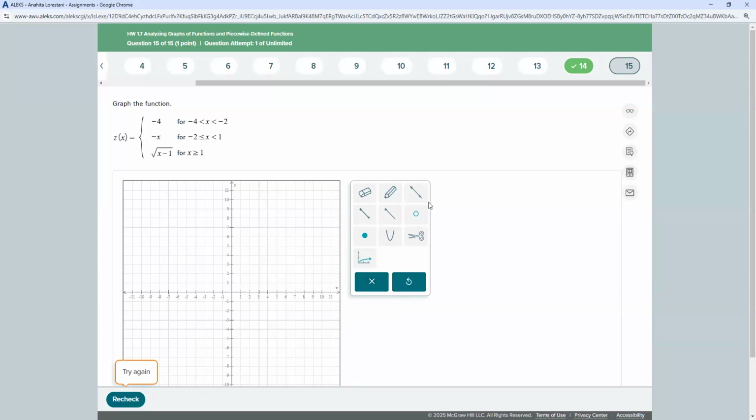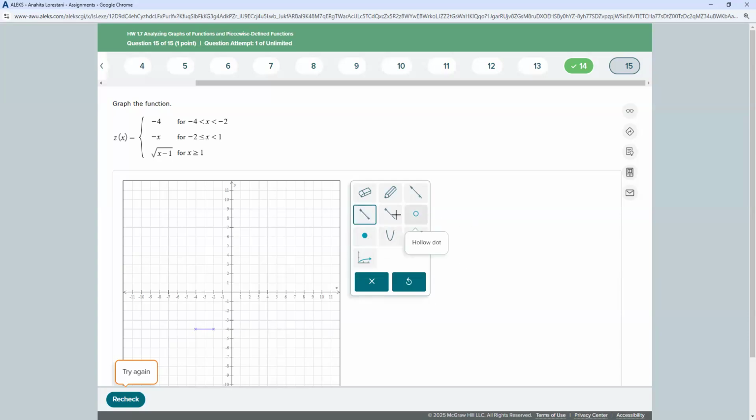Let me do it again. So we get a line segment. For the first one, always put your endpoints, -4 and -2. X is -4 and x is -2. So when x is -4, we have y is -4. When x is -2, we have negative... Oh, I picked the wrong one. I want to pick line segment. So when x is -4, y is -4. When x is -2, y is -4.